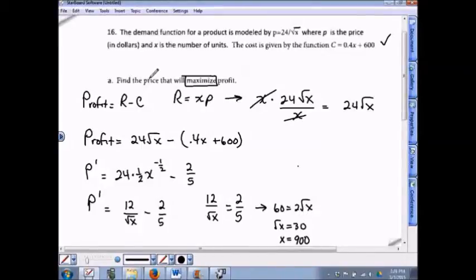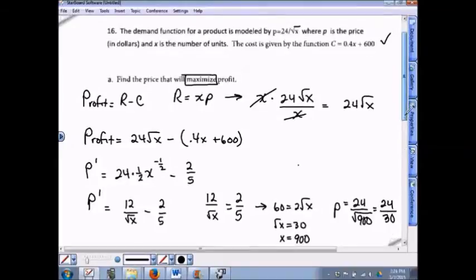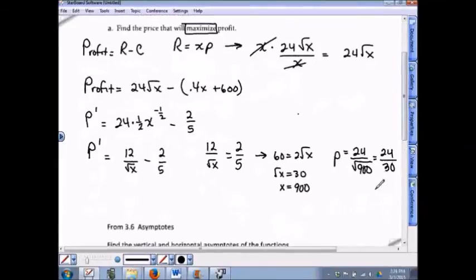The question though is asking for what price would that be. So now we take 900 and plug it back into the price function, the demand function here. P is equal to 24 divided by the square root of x, and x is 900. Square root of 900 is 30, so it's 24 over 30. That simplifies to 4/5. 4/5 is the same as 8/10, so that's 80 cents.